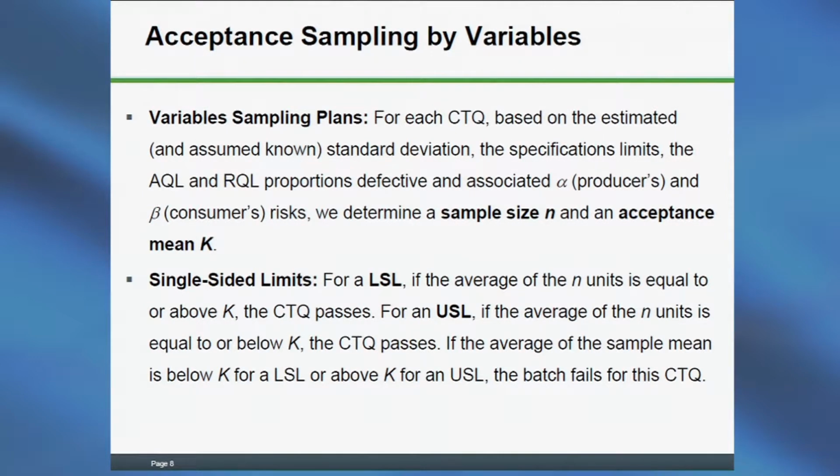So the whole idea is, for a lower spec limit, for example, if the average of a small number of units is equal to or above K, then the CTQ passes and we don't do any further measurements. For an upper spec limit, if the average of the sample is below K, then the CTQ passes. If the sample mean is below K for a lower spec limit or above K for an upper spec limit, then the batch fails for the CTQ and they'll have to rescreen. And they always had something to fall back on. If they took a small sample of size 5 and they rejected a lot, they could go back to their attribute sampling, the sample of size 80, and wouldn't lose anything.